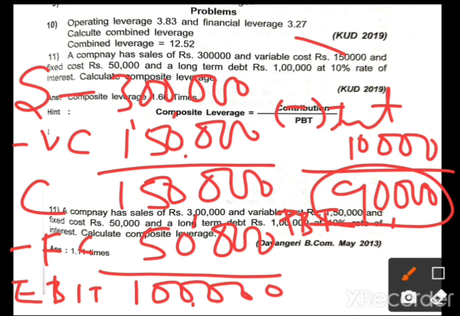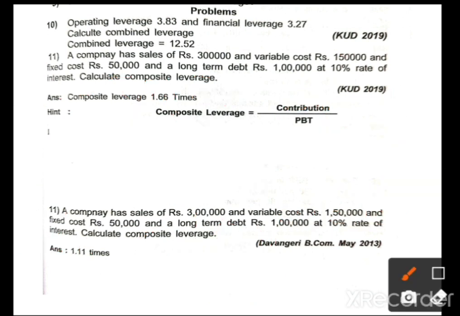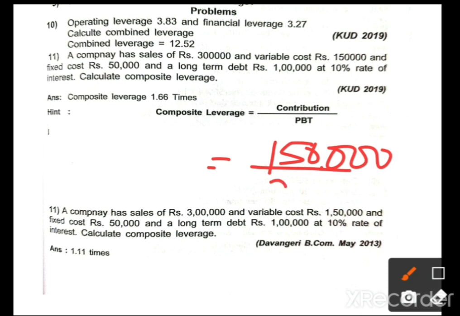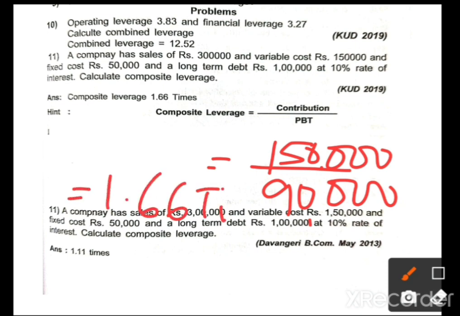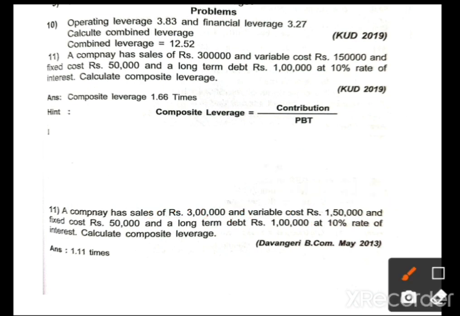So to calculate composite leverage, we have got contribution, and also we have got PBT. Let us move to simplification of the formula. Contribution is 1,50,000 divided by PBT is 90,000. The composite leverage is equal to 1.66 times. Yes. We'll move to the next problem, number 3.